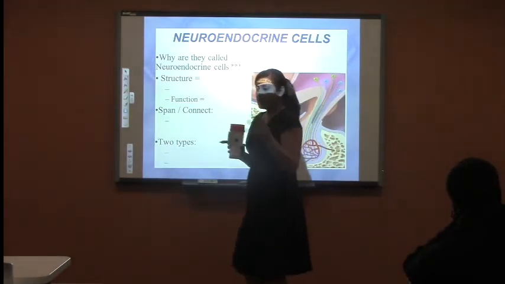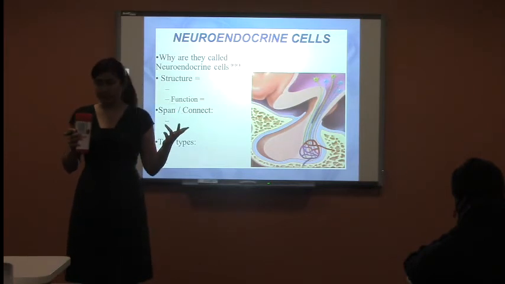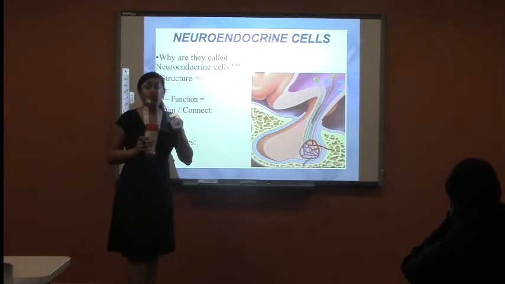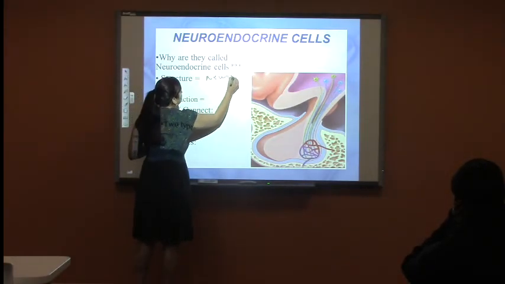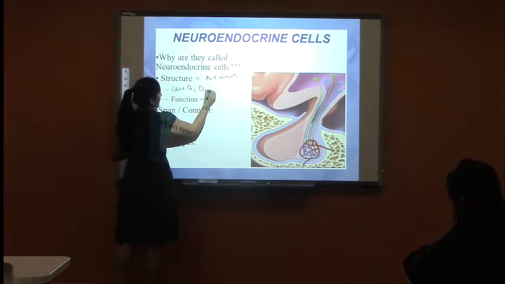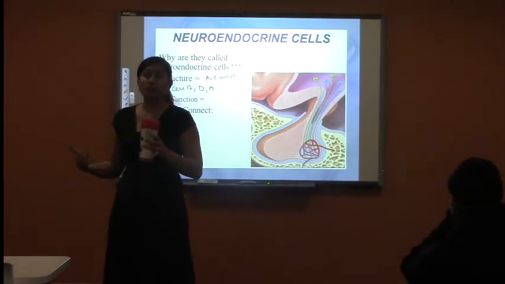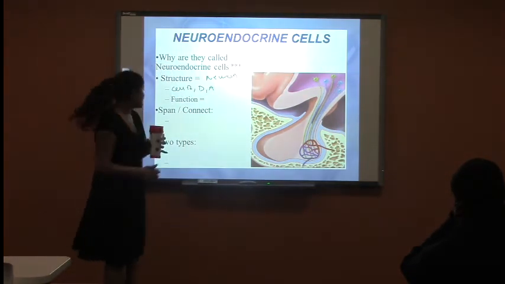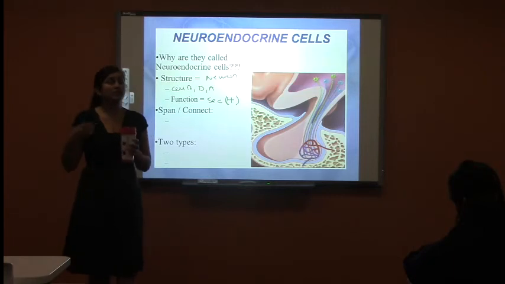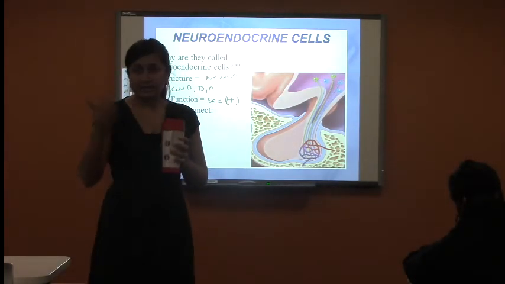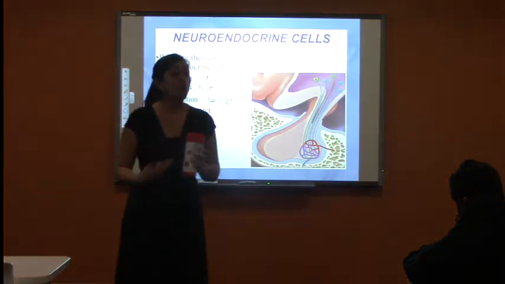Now, what is the typical structure of a neuron? Cell body, dendrites, and axon, correct? So basically, a neuroendocrine cell looks like a neuron. Structure looks like a neuron: cell body, dendrites, axon. Functionally, a neuron is supposed to secrete a neurotransmitter, but this is not a neuron, it's a neuroendocrine cell. Therefore, it secretes hormones. Does that make sense? This is why it's called a neuroendocrine cell. Structurally, it looks like a neuron. It has dendrites, it has cell bodies, it has axon terminal. But it does not release a neurotransmitter, it actually releases hormones. Therefore, it's called a neuroendocrine cell.